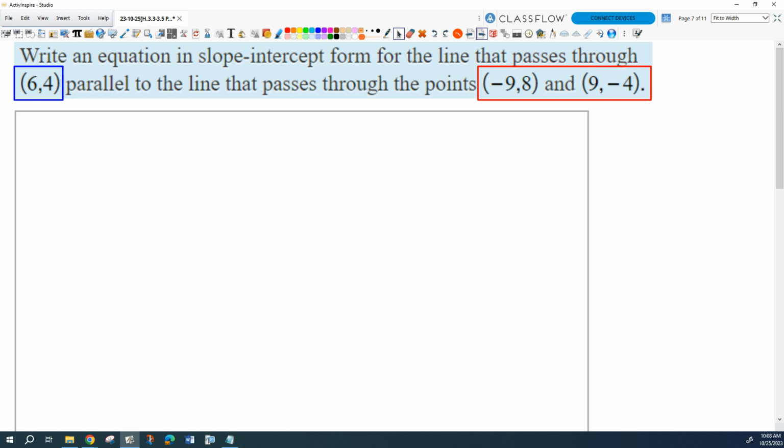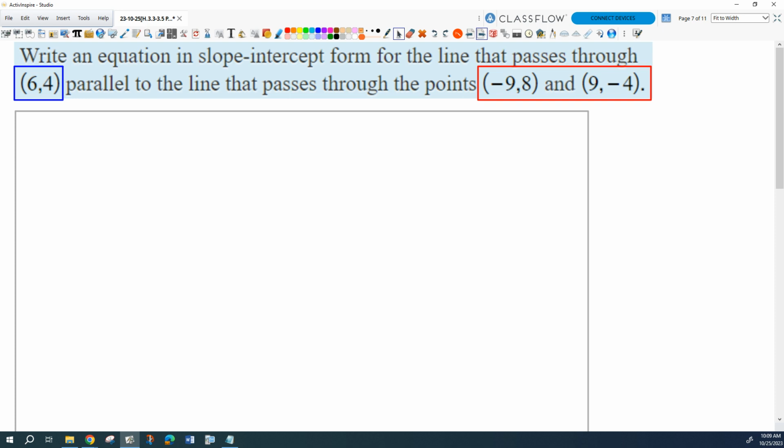Okay, so then what about something like this? There's a lot of moving parts on this one. Let's think about this one. Write an equation in slope-intercept form for the line that passes through the blue point, 6, 4, parallel to the line that passes through the points negative 9, 8 and 9, negative 4. So do you have any ideas how we could approach this one?